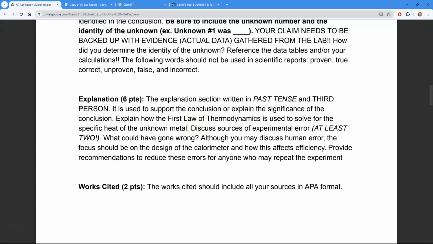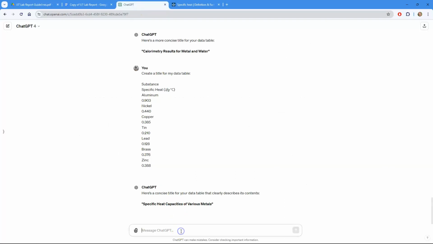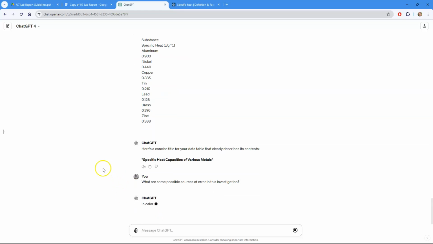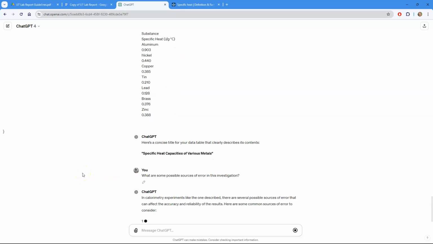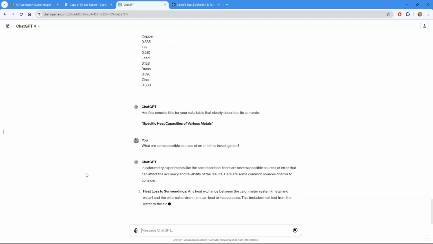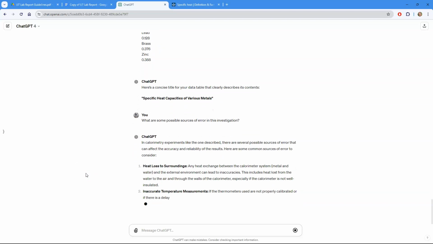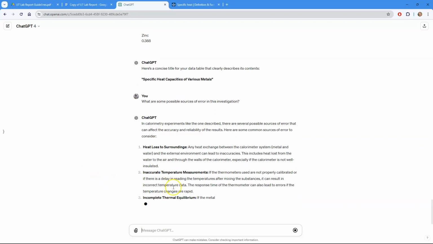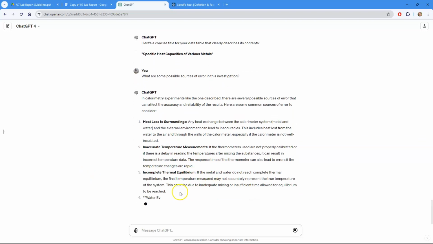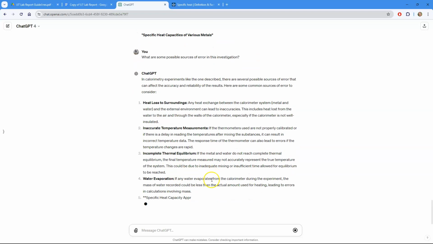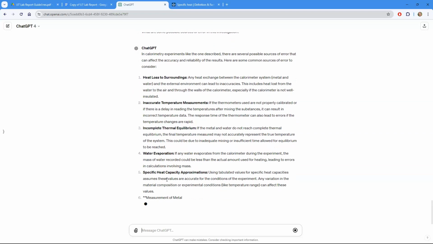Discuss sources of experimental error. What could have gone wrong? You need at least two. So again, if I use ChatGPT and I ask, what are some possible sources of error in this investigation? Let's see what it comes up with. Some of these we've discussed in class, like heat loss to the surroundings, making sure that we cover up our calorimeter, inaccurate temperature measurements, incomplete thermal equilibrium, so basically not letting everything stabilize, and water evaporation.